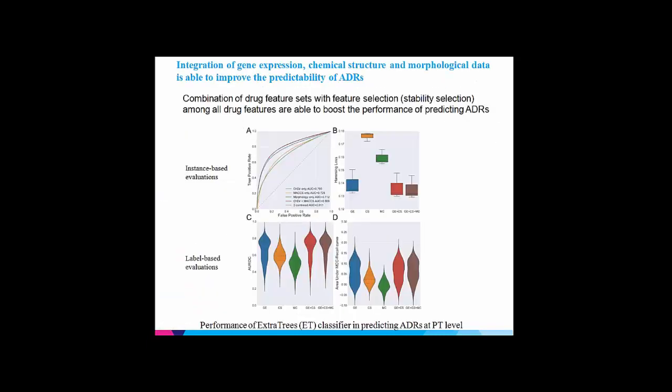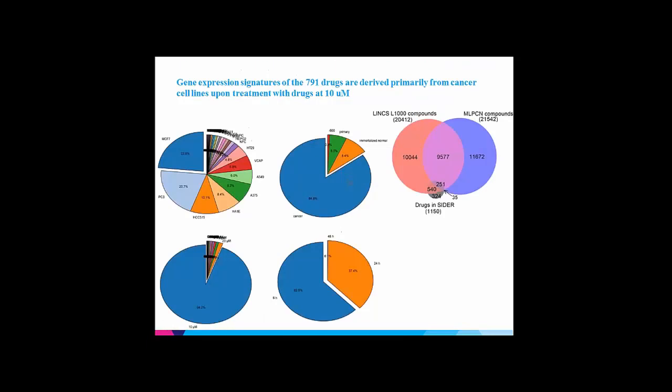So we can see here the morphological features are not very predictive of ADRs. So then, based on this Venn diagram, we decided to drop the morphological data and only use the gene expression and chemical structures, so that we get more drugs when training the predictive models.